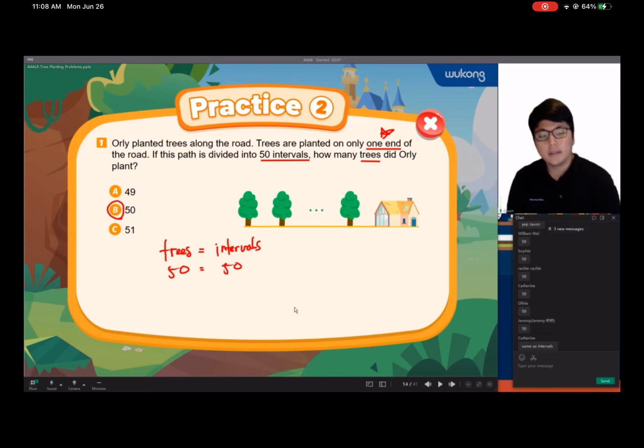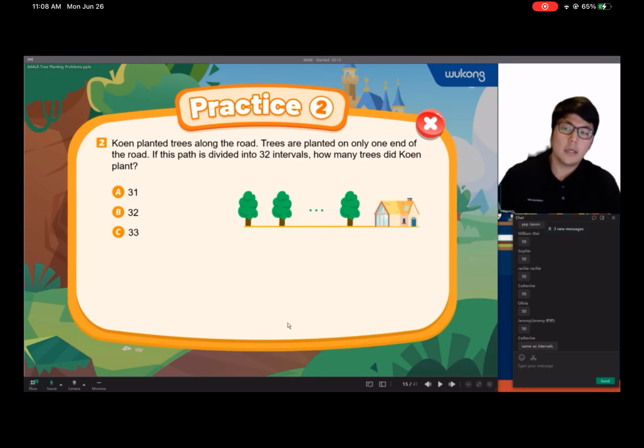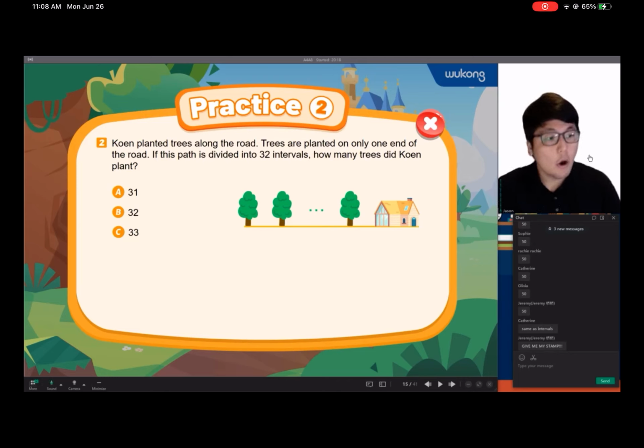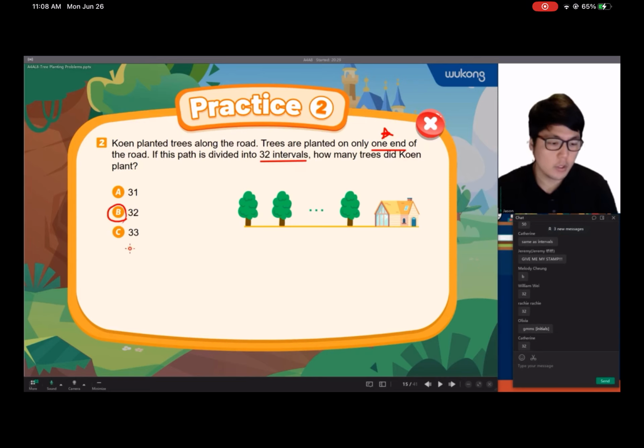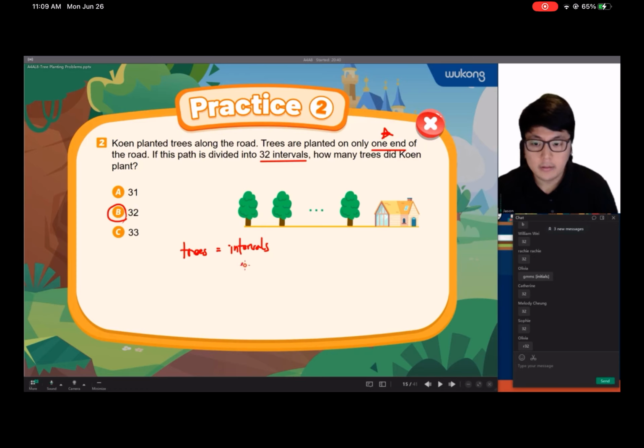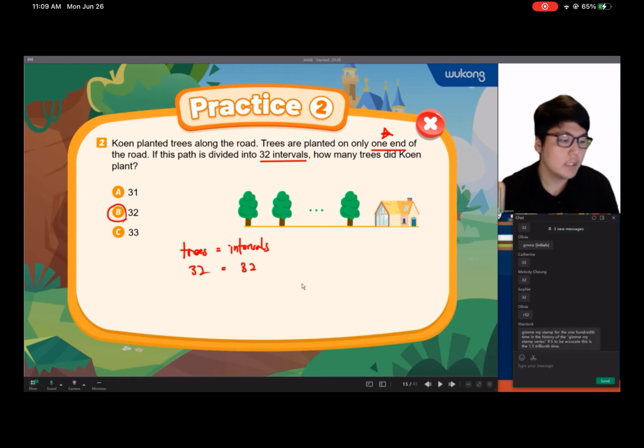So what do you say? Give me my stamp. Okay, now Cohen planted trees along the road. Trees are planted on only one end again! Yay! One end! So now this path is divided into 32 intervals. So now how many trees? Well, without even a question, guys, 32. Why? Because if it's at only one end, trees is going to be same as intervals. Yeah? So 32 is going to be same as 32. So what do you say? Give me my stamp.